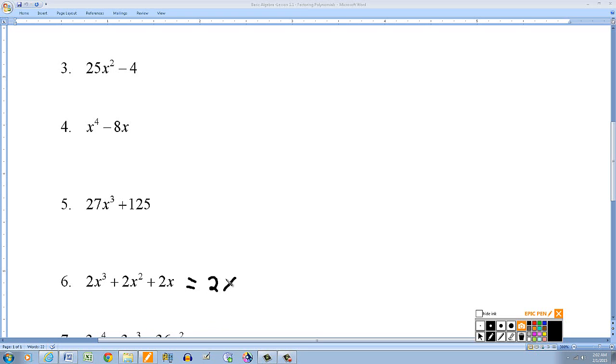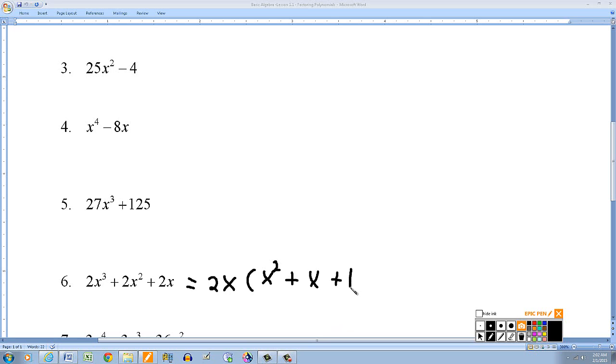Okay, so if I take out the 2x, the first term is going to leave me with just an x squared. Okay, the second one, taking out the 2 and 1x, this will give me an x. And then taking out a 2x, so this is actually 2x times 1. Okay, that's understood. So if I take out the 2x, that's going to leave me a 1.